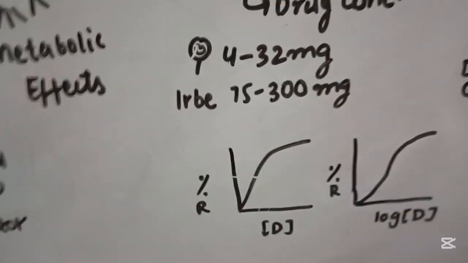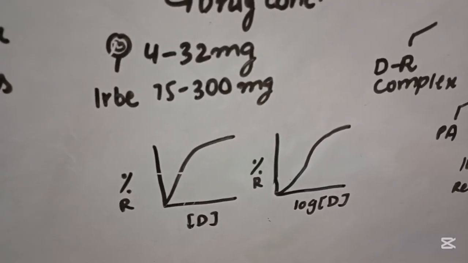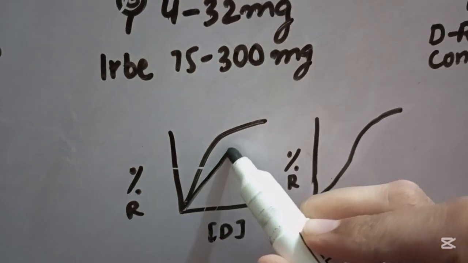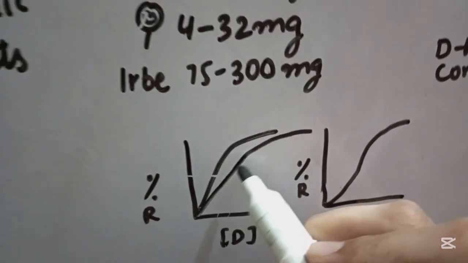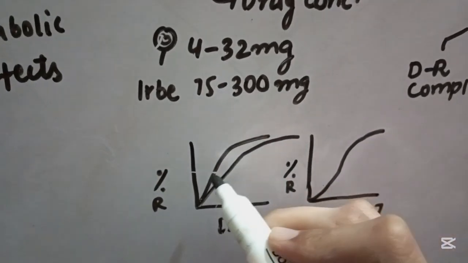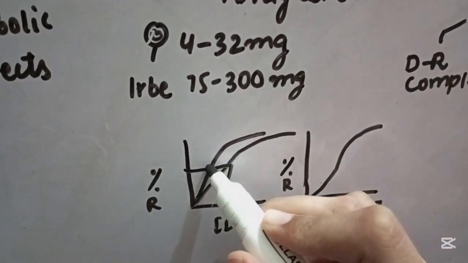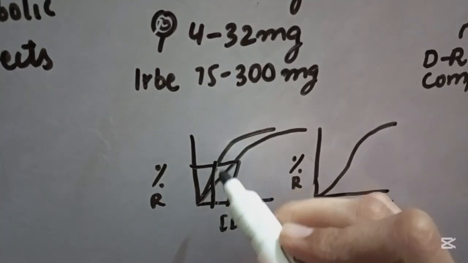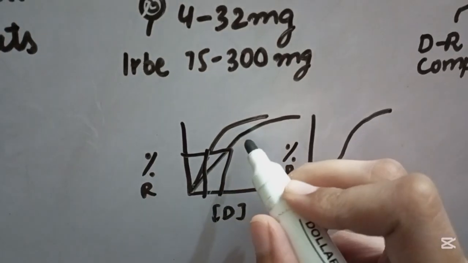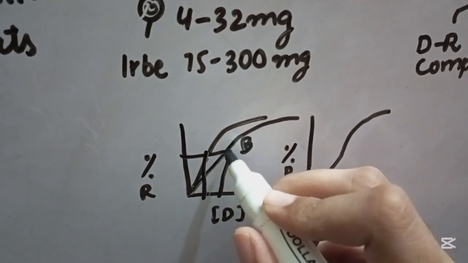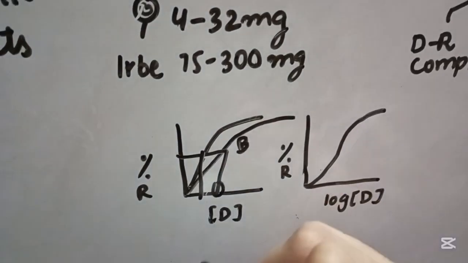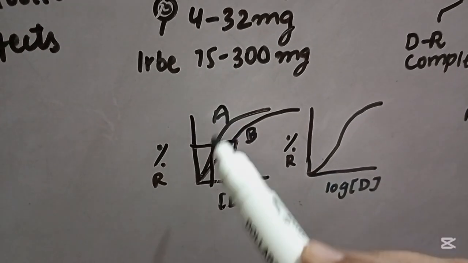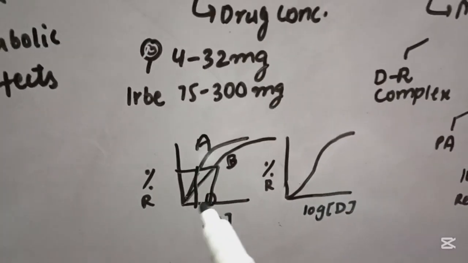And if there is another graph here, let me draw. Both drugs produce the same maximal response, but for drug A this is the concentration required to produce the 50% response. In the case of graph B, we have this larger amount of the drug producing the 50% response. So which drug is more potent, B or A? Yes, you are right, A. This drug is more potent.